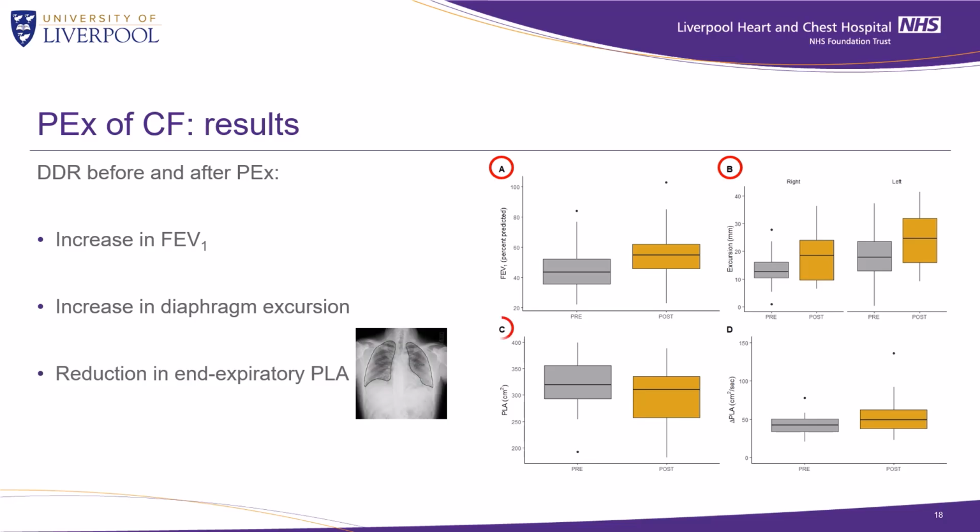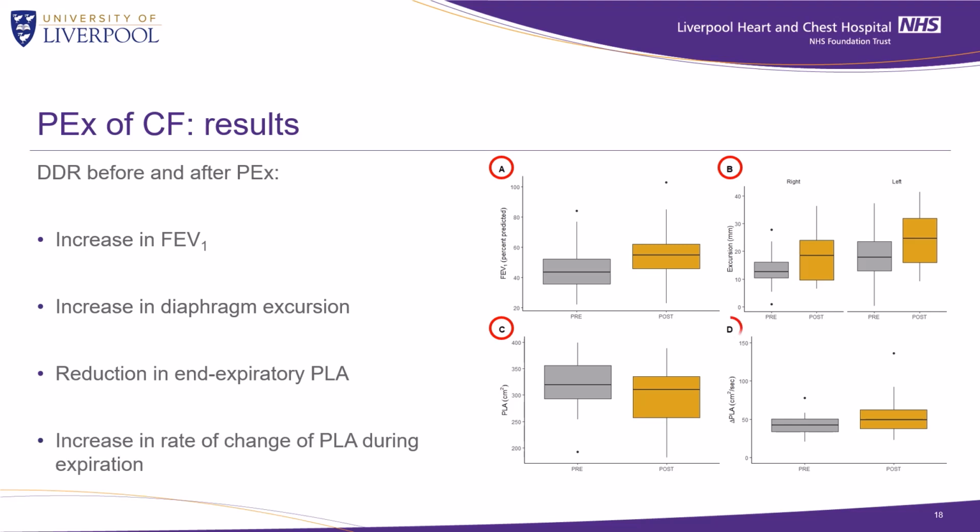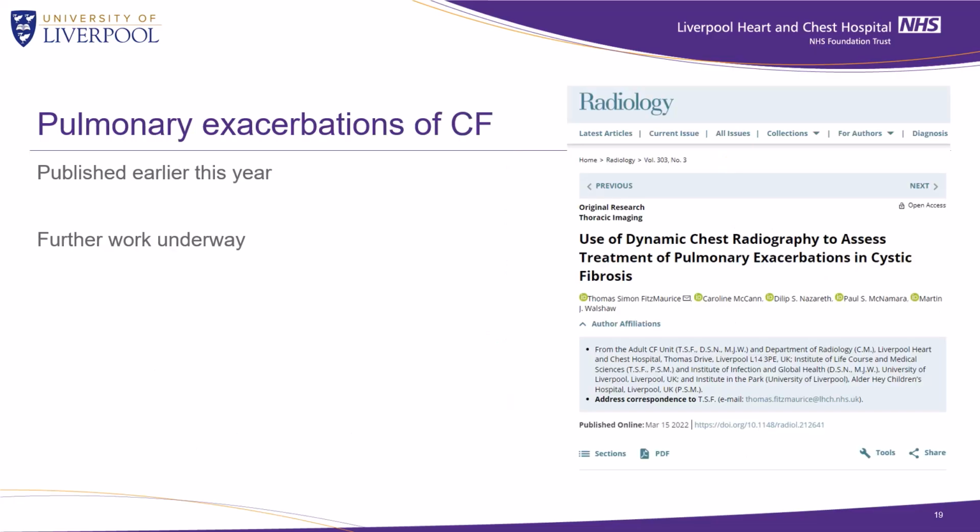And interestingly, the projected lung area, that is the borders of the lung measured in the PA plane at full expiration, reduced significantly, and the rate at which the projected lung area fell during expiration increased, suggesting a reduction in air trapping and an improvement in elastic recoil of the chest, with a reduction in inflammation after treatment with IV antibiotics and intensive physiotherapy. The results were published in Radiology earlier this year.